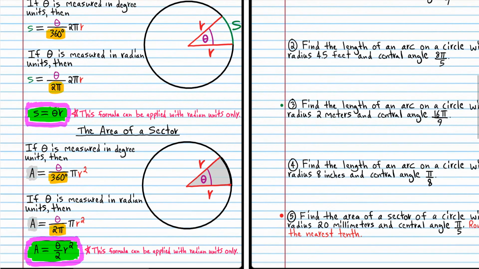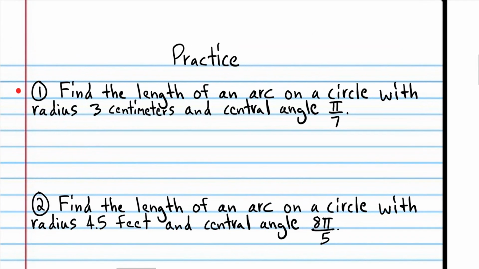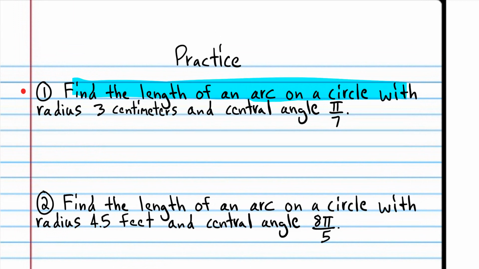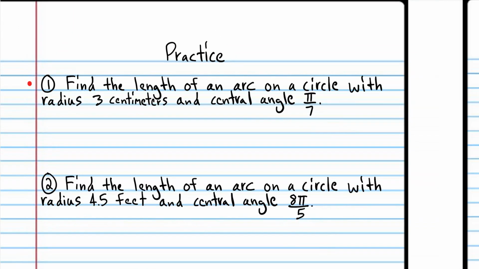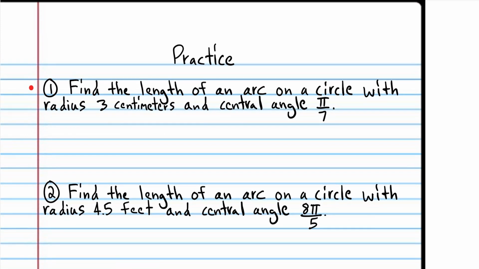So let's do some practice problems. It says find the length of an arc on a circle with radius 3 centimeters and central angle pi over 7. Now remember, we mentioned that when you write radians, you don't have to actually write the unit. You can write rad for radians if you want, and some textbooks do that. You'll see pi over 7 rad, but you don't really have to.